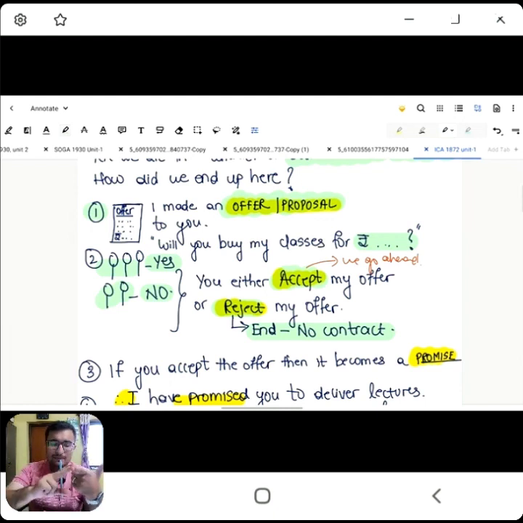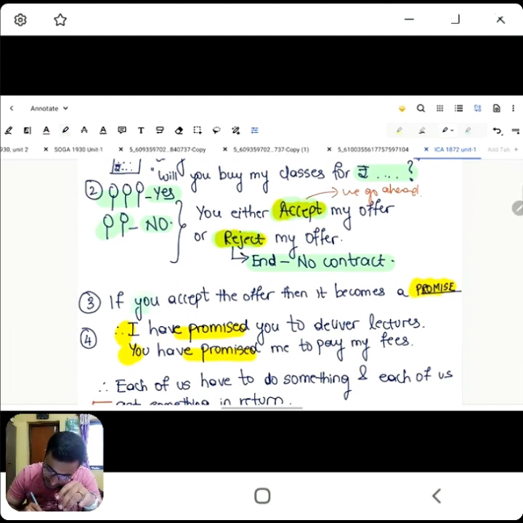Once you accepted, what has come into the picture automatically? Two promises have come into the picture. When an offer is accepted, two promises come into the picture. What are they? My promise is to teach you, your promise is to pay me my fees. Clear? Okay. If you accept the offer, then it becomes a promise. Therefore, I have promised you to deliver the lectures, whereas you have promised me to pay me my fees.